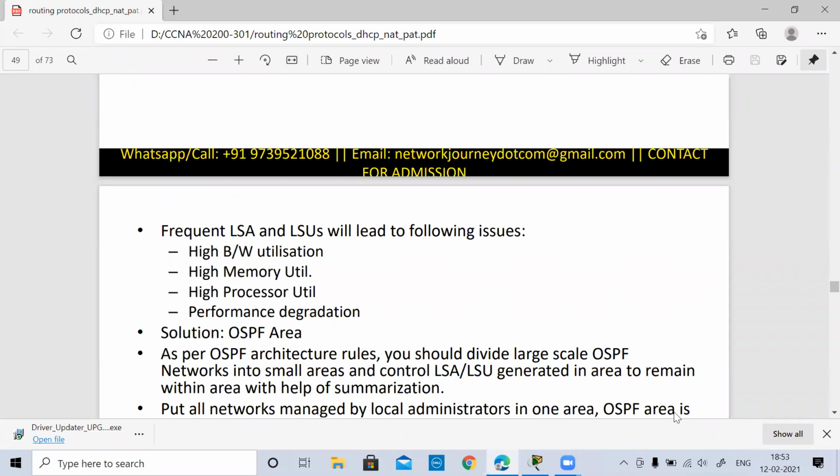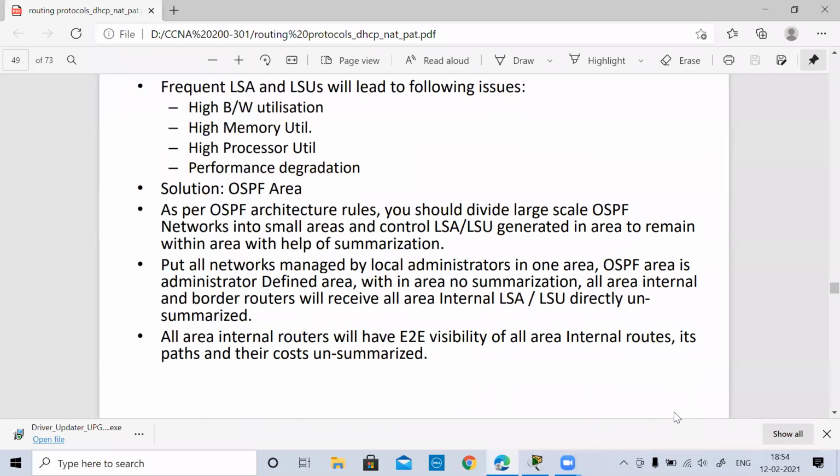So hence the solution was to group them in a specific area, so that this area would help not to forward the area's information to every other router. Okay, we will see how it works. Here OSPF says that it divides the larger network into smaller areas and controls the link state advertisements and updates generated in an area to remain within that area with the help of summarization.